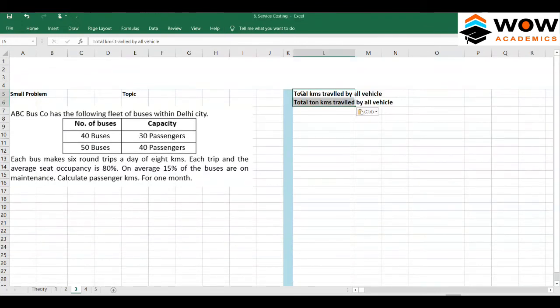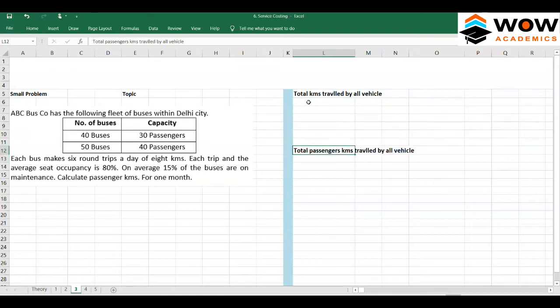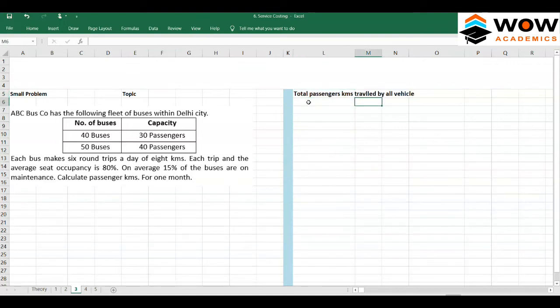First we'll find out the total kilometers traveled, then the total passenger kilometers traveled. That is going to be a little bit tough because we have 2 buses here, so doing it in the same manner is going to be tough. So we'll do it in another manner. We'll find directly for the data.